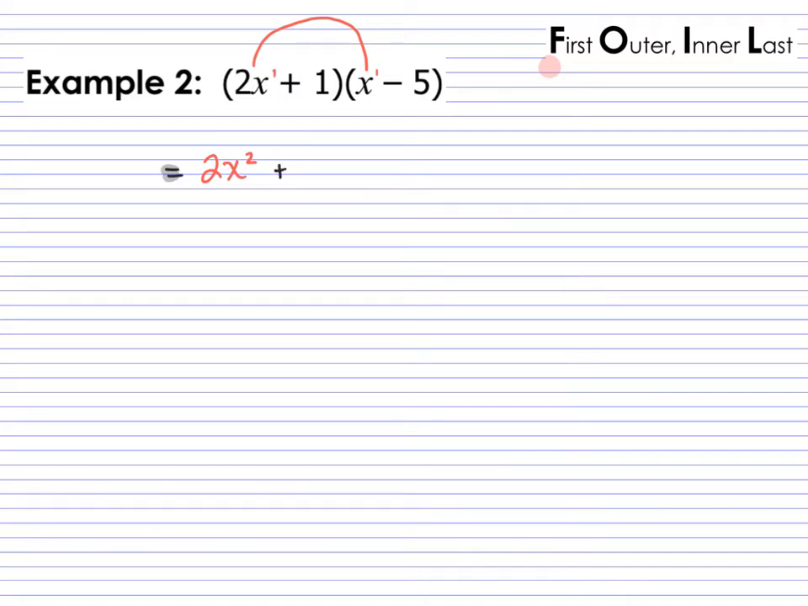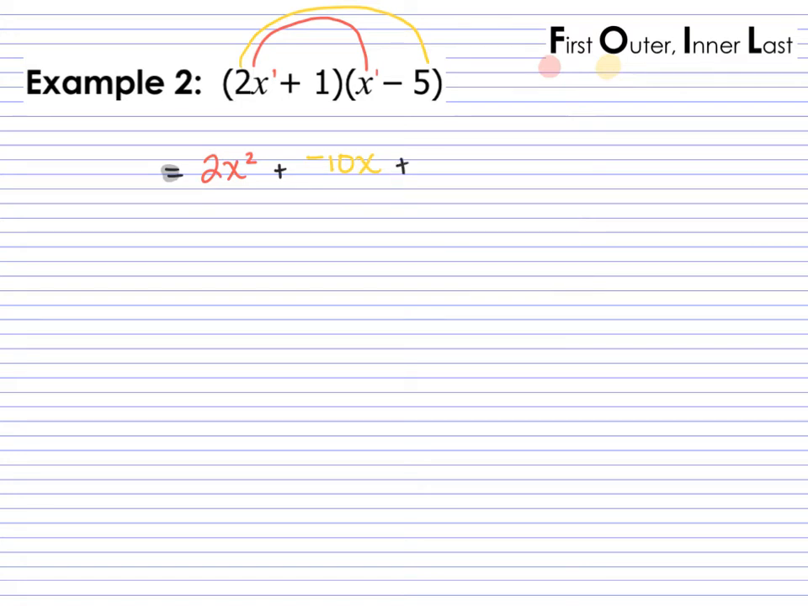Next, I'm going to move into outer, which is the O in FOIL. So I'm going to be multiplying the outermost terms, the 2x times the negative 5. When I multiply that, 2 times negative 5 gives us negative 10x.